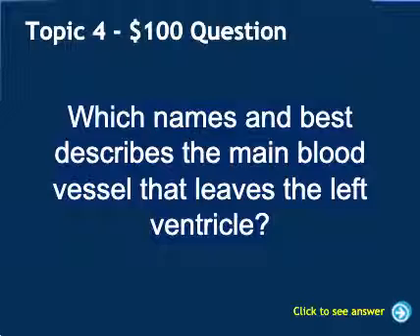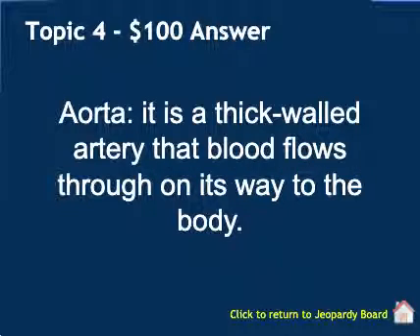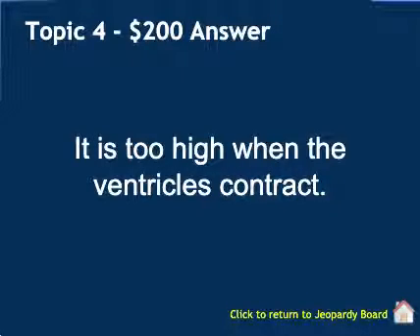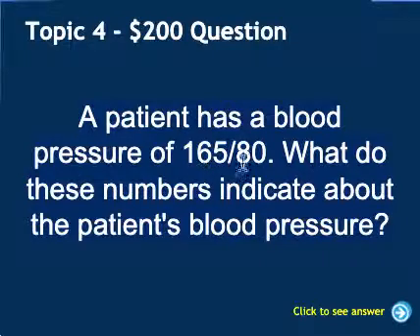Which names and best describes the main blood vessel that leaves the left ventricle? That would be the aorta. It's a thick-walled artery that blood flows through on the way through the body. A patient has a blood pressure of 165/80. What do these numbers indicate about the patient's blood pressure? It is too high when the ventricles contract. So that higher number, when those ventricles contract, that blood pressure is going out of control every time.